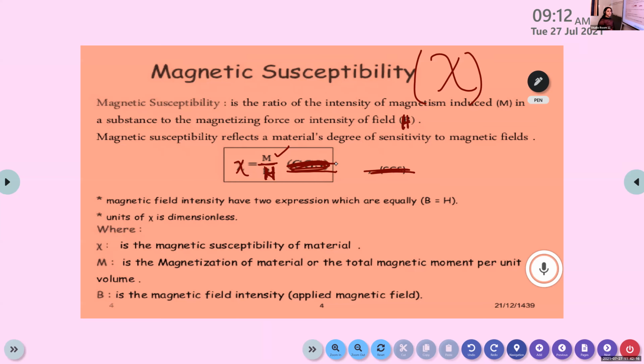What is the unit of magnetization? Ampere per meter, or we can write A m raised to -1. Then what about the unit of magnetic field intensity? Same. Magnetic field intensity H is also A m raised to -1, right? So these cancel. So there will be no unit for the susceptibility.